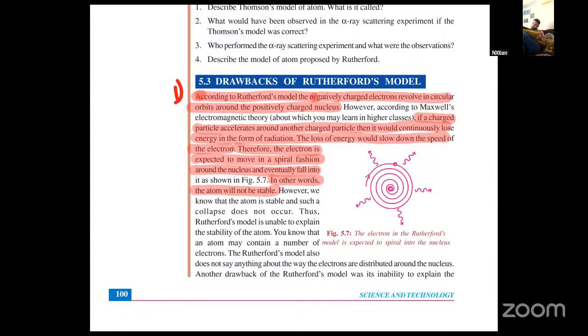The Rutherford model is unable to explain the stability of the atom. An atom contains some number of electrons. This is the second point.